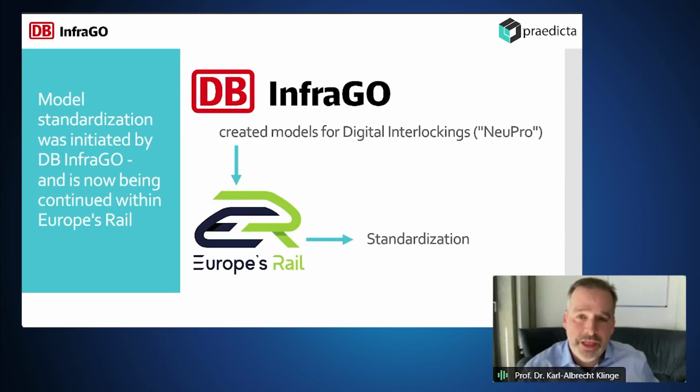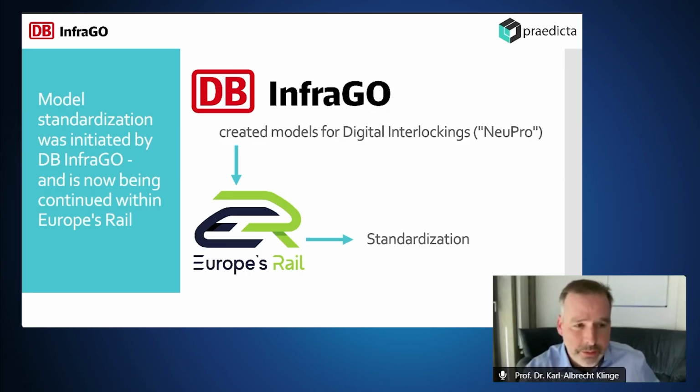So this is about how the standardization started. We started at DB InfraGO. We created models for the digital interlockings for a lot of subsystems. I already mentioned them; it was called Neupro. And these standards then went to Europe's Rail, and there we are going further down in the standardization to have it at least at a European level.